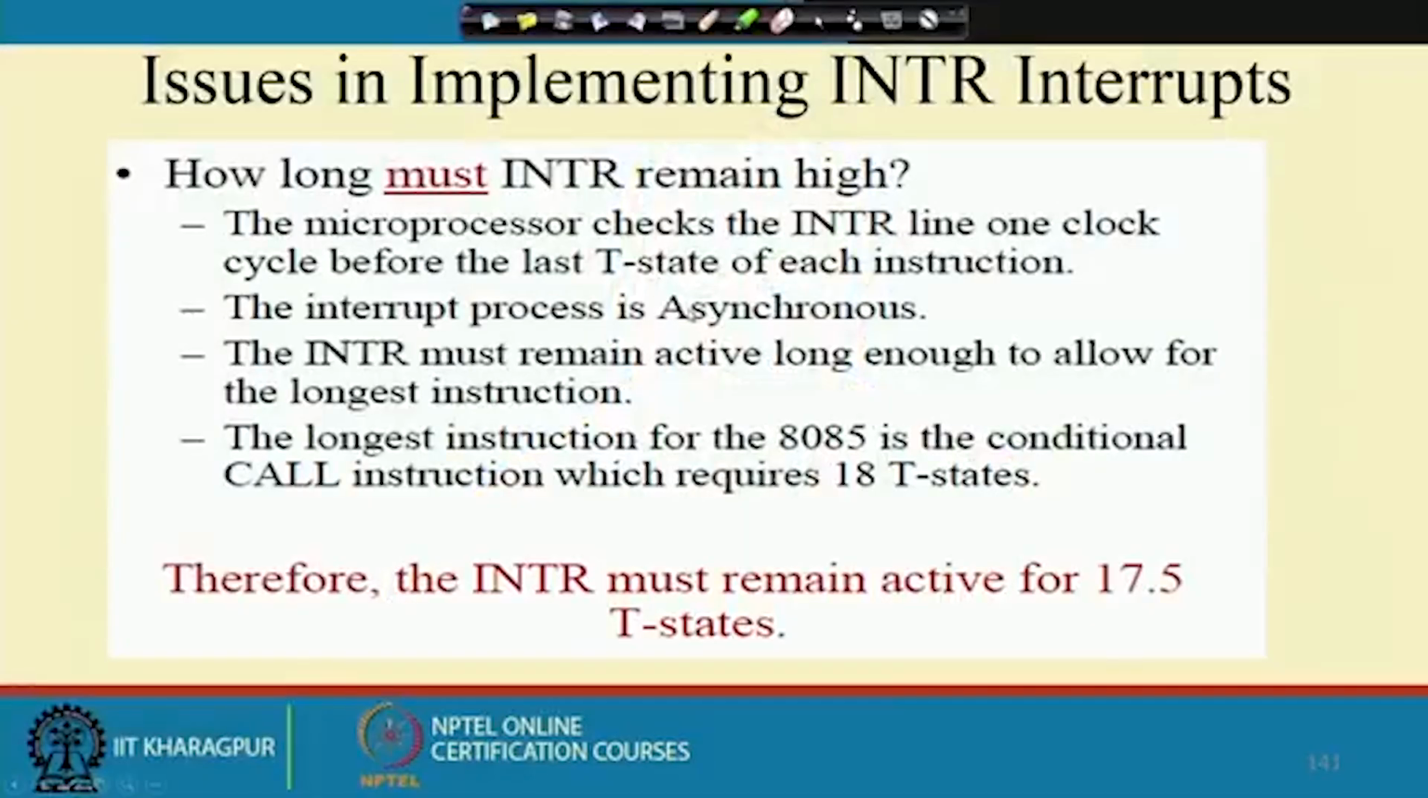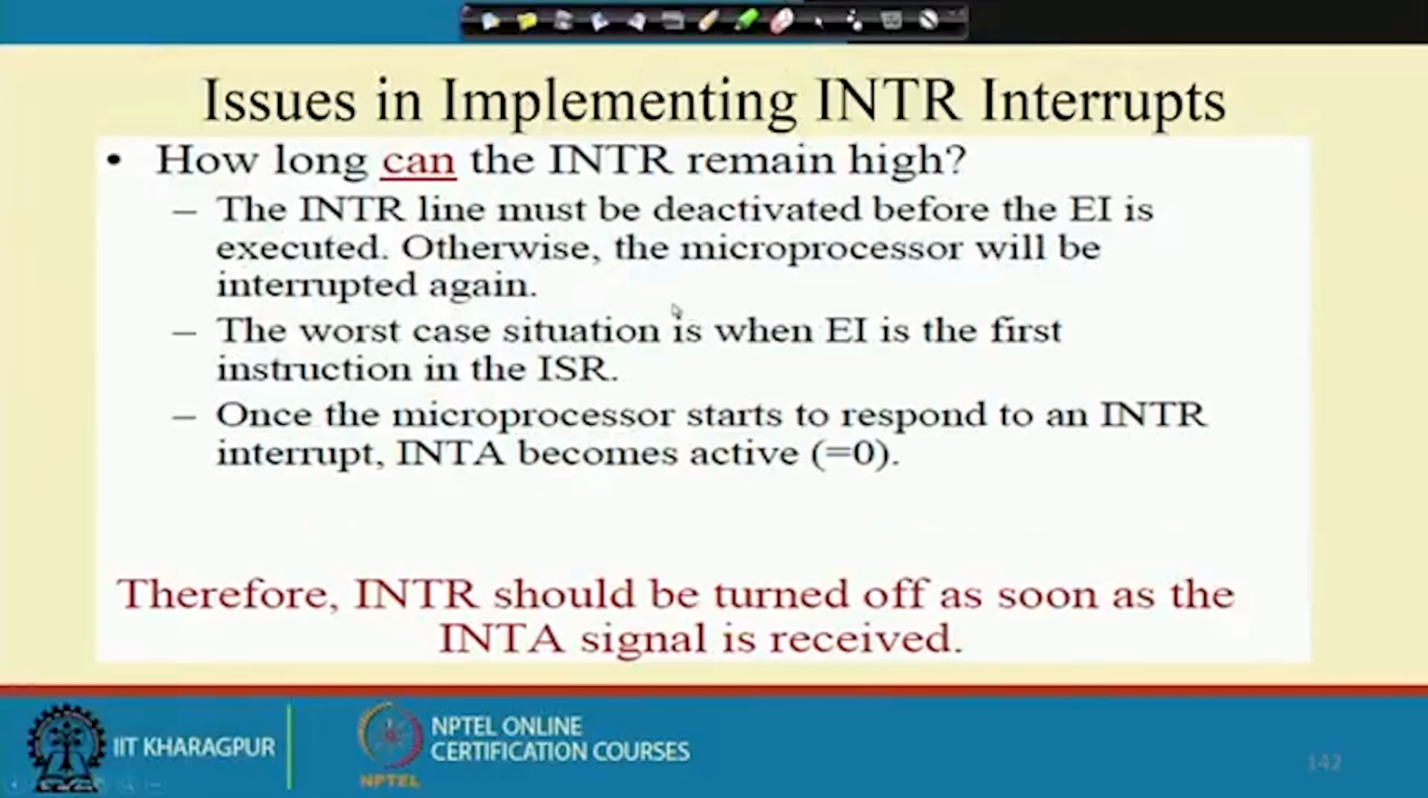You can find the minimum duration by multiplying the clock period of the processor by 17.5. That tells you the minimum duration for which the interrupt line must be high, so that it is guaranteed that if the interrupt occurs, the processor will definitely have a look at it. This answers the question of how long the interrupt line must remain high.